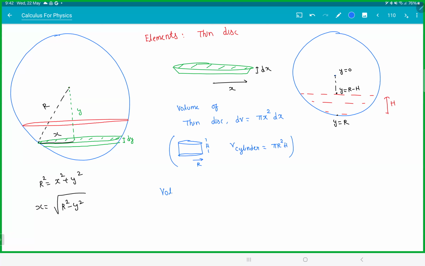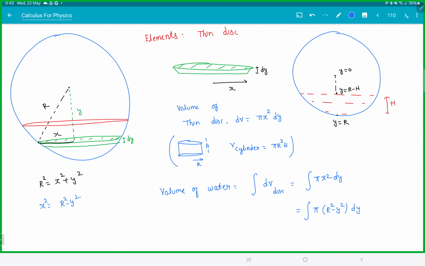So what is the volume of water? Add all these thin disks. Volume of water is the integral of the volume of thin disks. So that would be integral pi x square, sorry, this is dy. But what is x? X square is r square minus y square. So this is pi, r square minus y square, dy. Limits will go from r minus h to r.